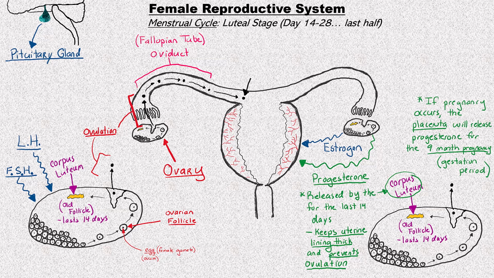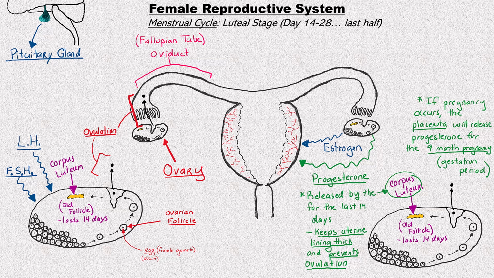But if pregnancy does occur, the placenta will release progesterone for the remaining 9 months of the pregnancy. This is known as the gestation period, the full 9 months. And this is different for different species. Elephants have an 18-month gestational period.